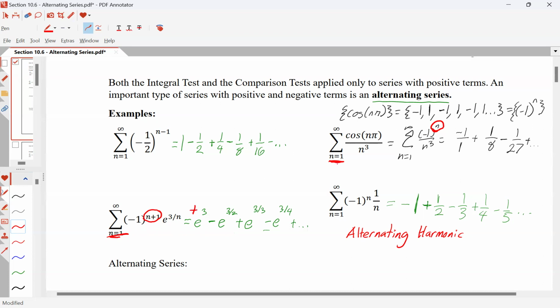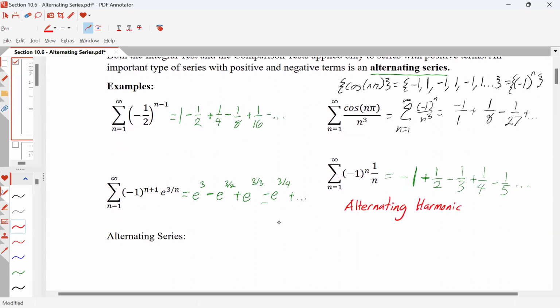When our lower bound is n equals 1, and we have (-1)^n, we start off with a negative number. So the only difference between (-1)^(n+1) and (-1)^n is how does the sequence of terms start out? Does it start out positive or does it start out negative? So pay attention to that lower bound and the exponent to know, is this a negative, positive, negative, positive, or is it positive, negative, positive, negative?